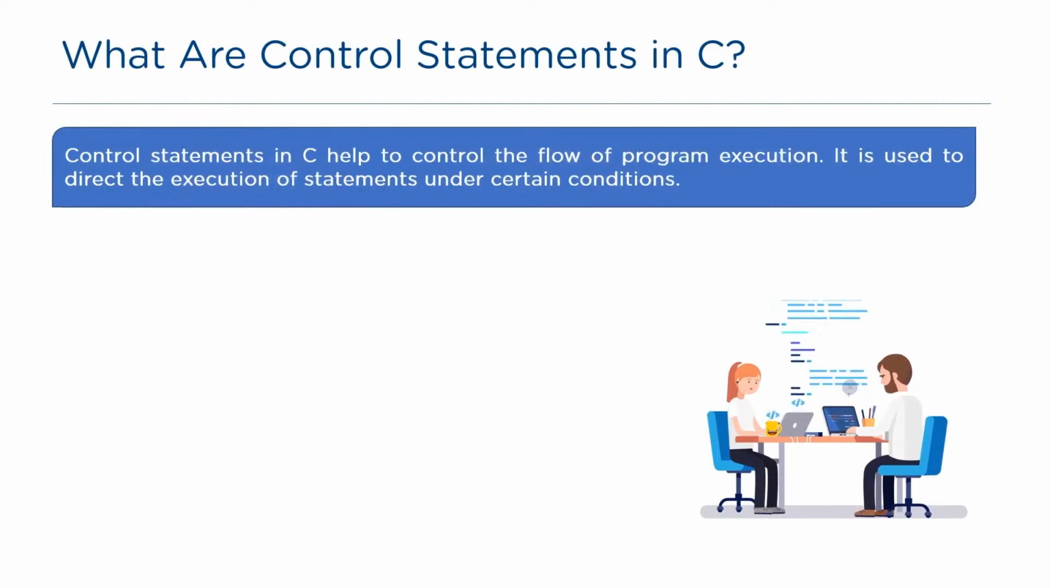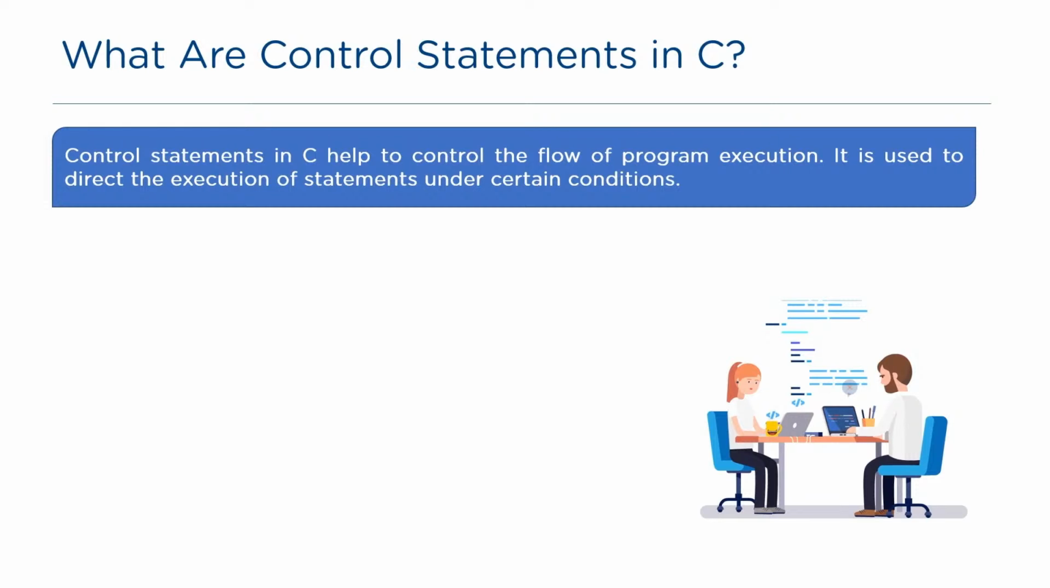Control statements in C help the computer execute certain logical statements and decide whether to enable the control of the flow through a certain set of statements or not. Also, they are used to direct the execution of statements under certain conditions.